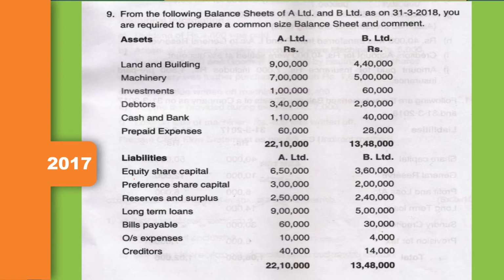Next, equity and liabilities. Number one, shareholders' fund. Below that, equity share capital, preference share capital, reserves and surplus. Number two, non-current liabilities. Below that, long-term loans. And number three, current liabilities. Below that, bills payable, outstanding expenses, creditors, total of current liabilities and total of equity and liabilities. So this is the format you have to write for this question.